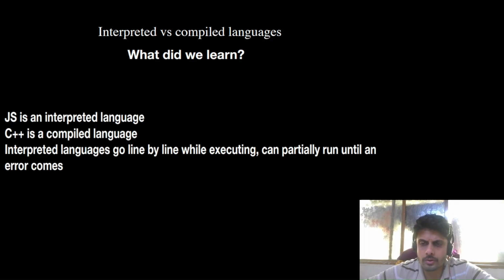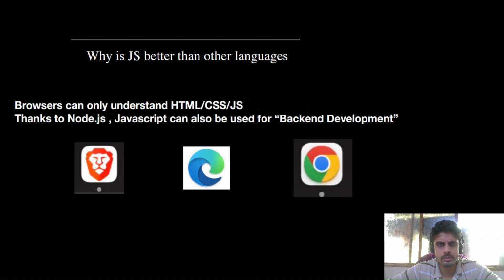So what did we learn so far? JavaScript is an interpreted language. C++ is a compiled language. Interpreted languages go line by line while executing. It can partially run until an error comes. So why is JavaScript better than other languages? Browsers can only understand HTML, CSS and JavaScript. So yes, nowadays whatever websites we see on a day-to-day basis are written in JavaScript. 99% of websites have JavaScript in them.